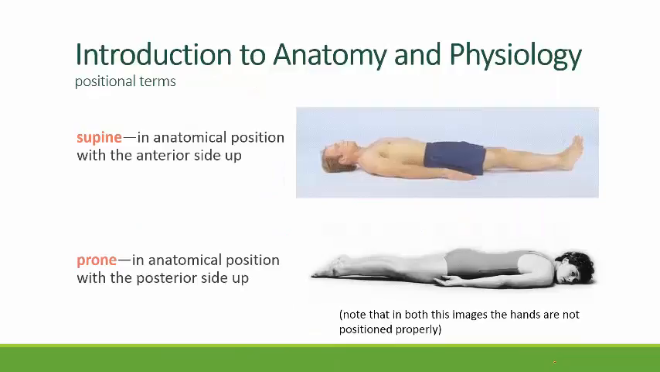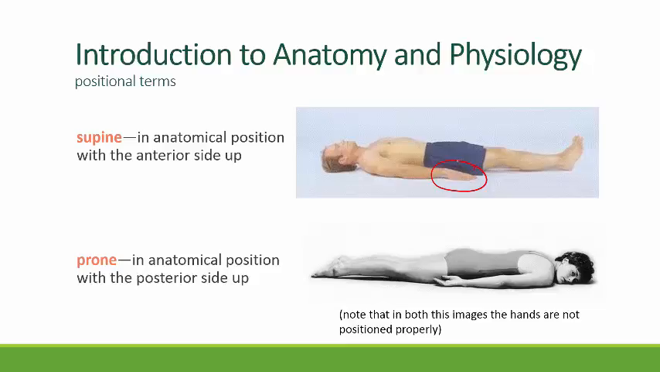Okay, some more terms that are positional. Here we're talking about how the body might be facing when it is laying down. So in the supine position, the body is in an anatomical position, but the anterior surface is facing upward toward the ceiling or toward the sun or the light, away from the ground. Notice that our dude here, I looked all over, I tried to find pictures of people in supine pose with their hands facing upward as you would in anatomical position, and no dice.